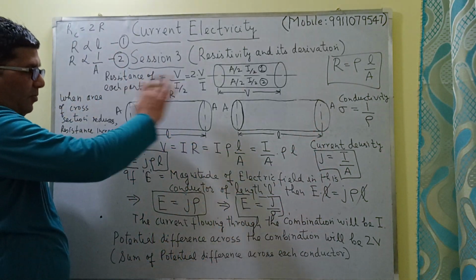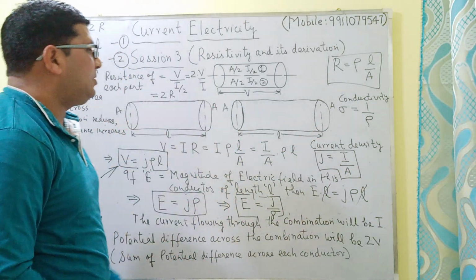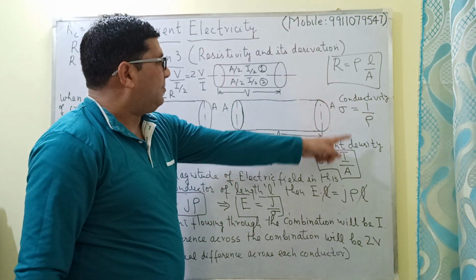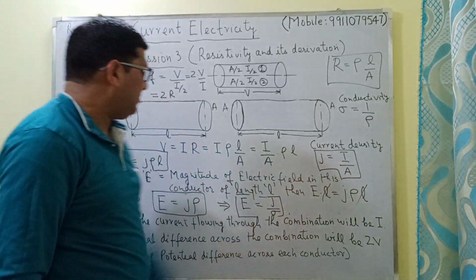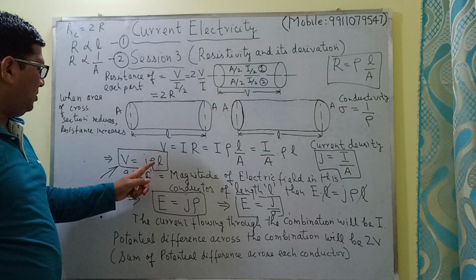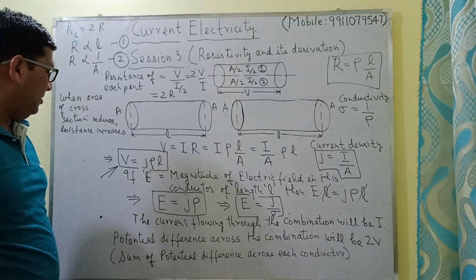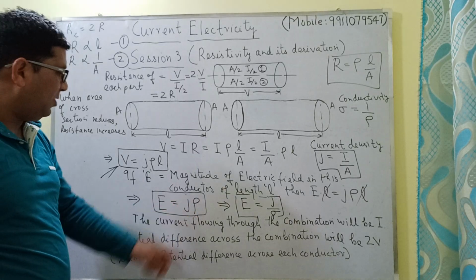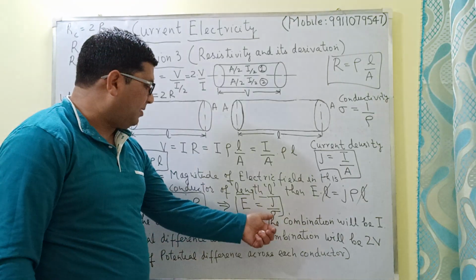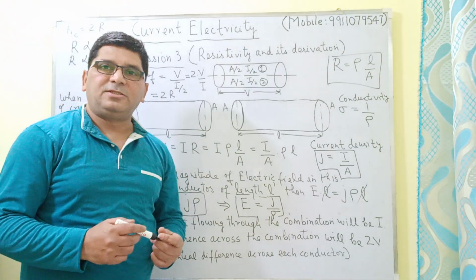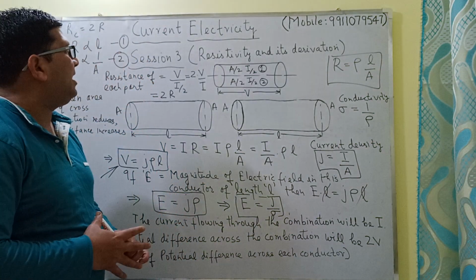So from this session, we have been able to get a number of equations, that is R is equal to rho L upon A, then J is equal to I upon A, then V is equal to J into rho into L, then the intensity of electric field is equal to J into rho, and it is also equal to J upon sigma.